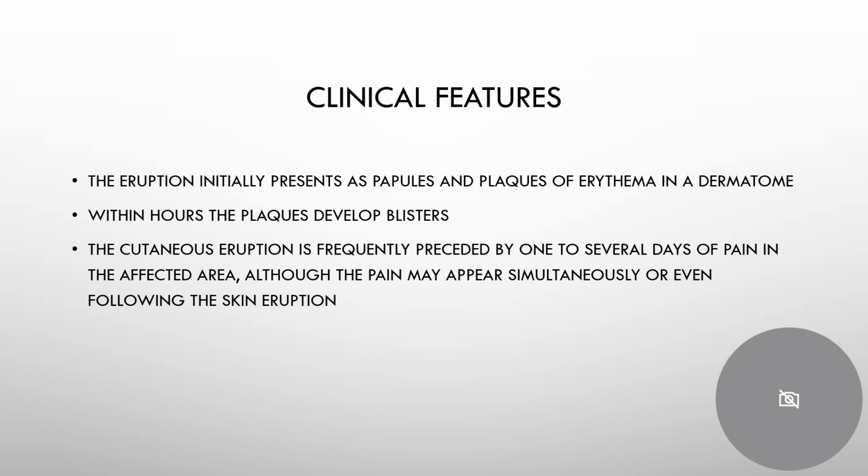Herpes zoster or shingles begins as an area of tingling sensation, numbness or pain in a dermatomal distribution, which after a day or a few days leads to an erythematous eruption with papules that coalesce into plaques and within hours form vesicles in that dermatomal distribution. This is often a very painful condition. As I said, the pain can precede the rash, or the pain can happen a few days later.